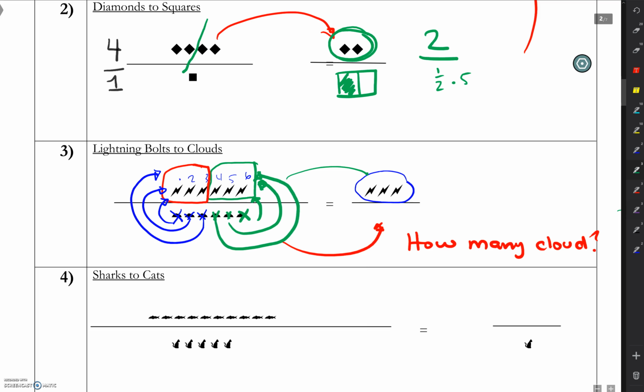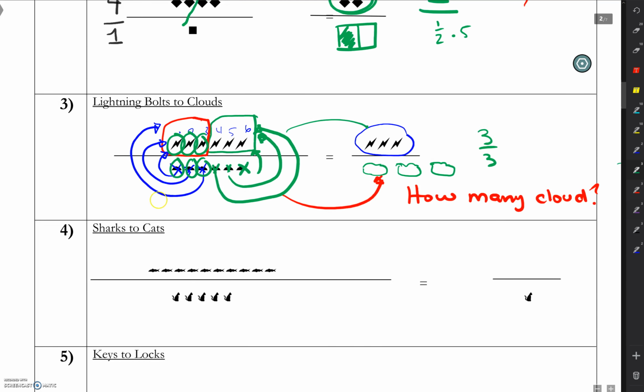So what is the ratio here? The ratio would be 3 to how many clouds? 1, 2, and 3. So it would be 3 lightning bolts to, and I'm just going to try creating a cloud here. 1, 2, and 3. So it'll be 3 to 3. Or if you look, there's 6 to 6.